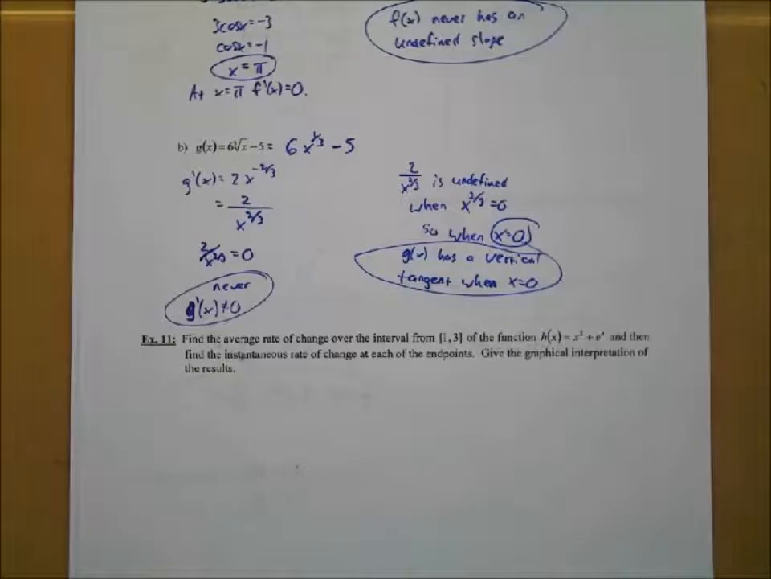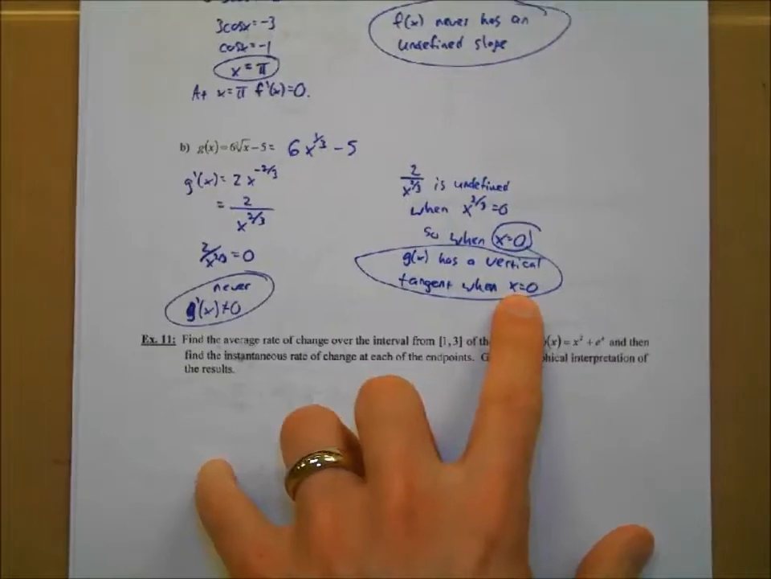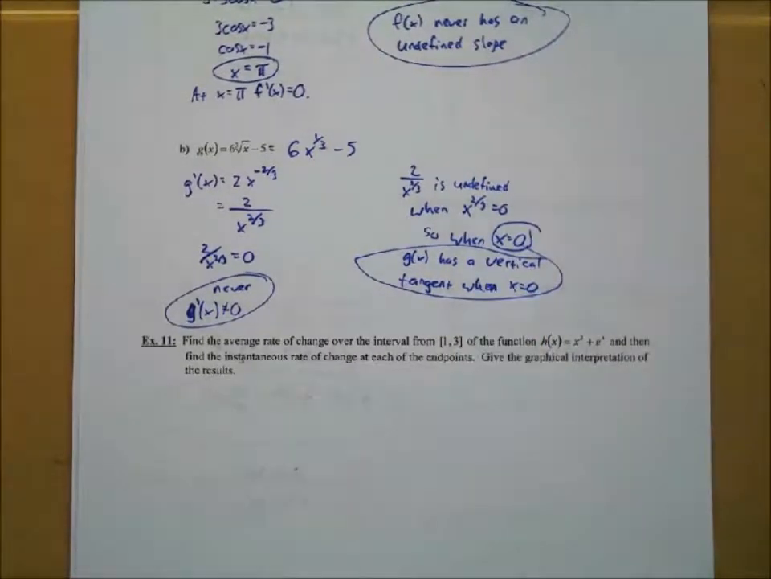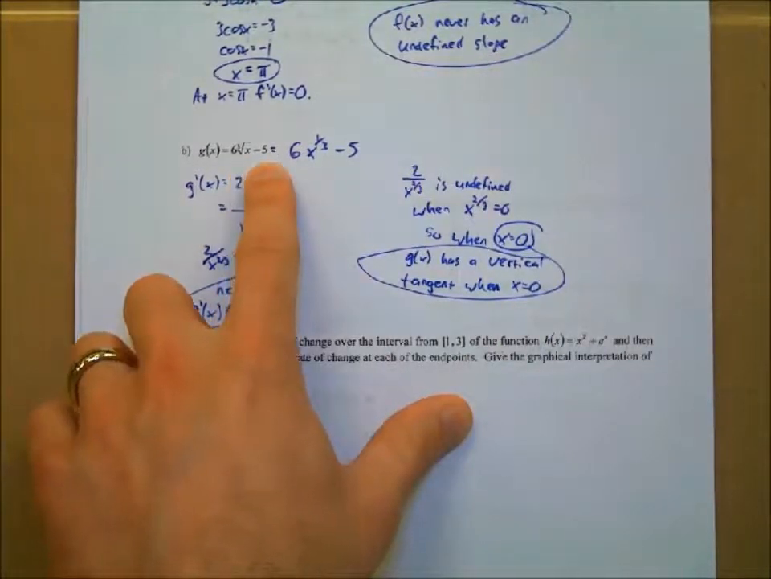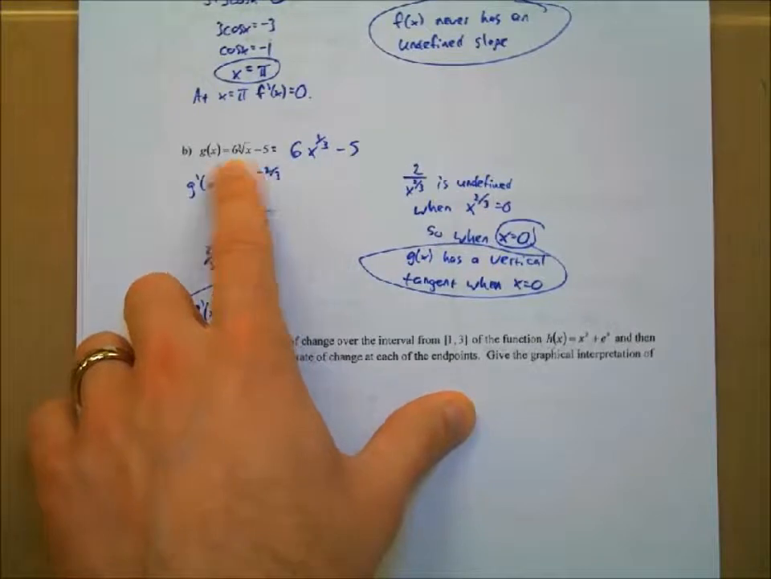Plug 0 in where? Into the original function. Exactly right. This is the x-coordinate of the location on the original function. How do we ever find a matching y-coordinate? You plug that back into the original function there. So it would be at 0, -5 specifically, right? Because you plug the 0 in.